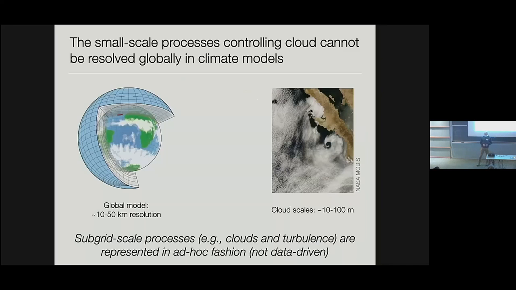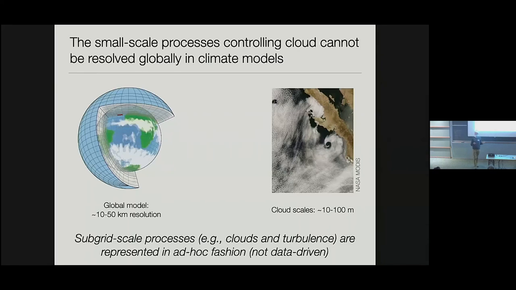Another more common way of looking at it is that the dynamical scales that are relevant for clouds are all small. So clouds are maintained by turbulence, convection, updrafts in the turbulent flow. And the scales of these updrafts for the low clouds, especially the low clouds over the oceans here, are of order meters to tens of meters.